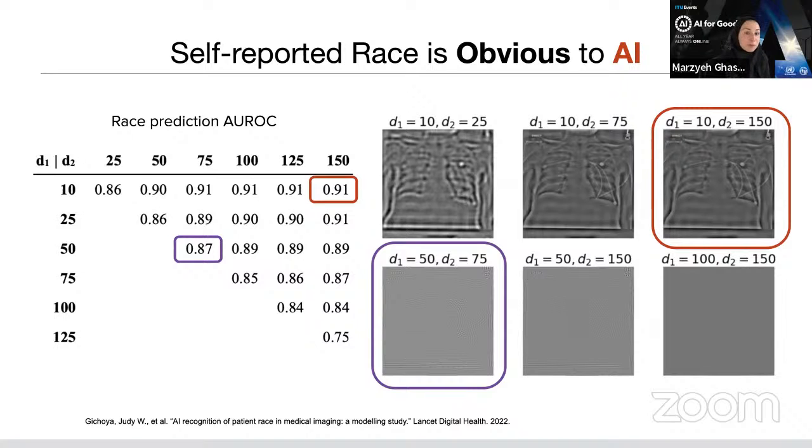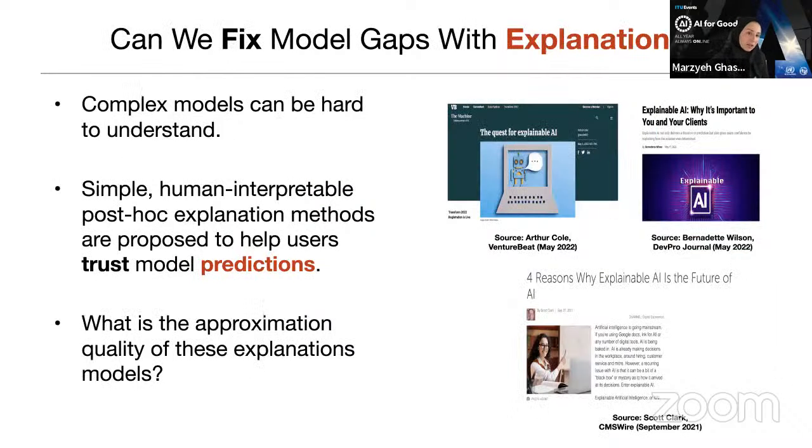We have much more simple fixes. Things like, can we fix model gaps with explanations? I just showed you there's all these problems. We can just fix them by using these more simple explanations. And people who say this say, well, complex models are hard to understand. And so let's just put these post hoc fixes on to approximate what it would be in a linear way, and that's explainable. This is a whole subfield, I should say.